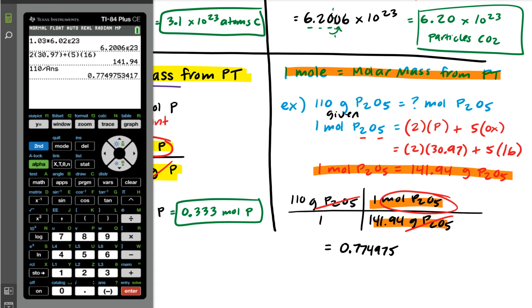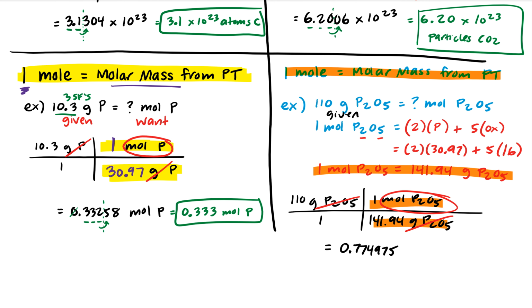0.774975. Looking at our sig figs, our given has just 2 sig figs because that last 0 doesn't count, there's no decimal point. So our final answer is going to contain just 2 sig figs. And remember, the first significant figure in a number is the first non-zero number, so you could ignore that 0. You're going to keep the 2 sevens, look behind it, there's a 4. So do not round up. Your final answer will be 0.77 moles of diphosphorus pentoxide.